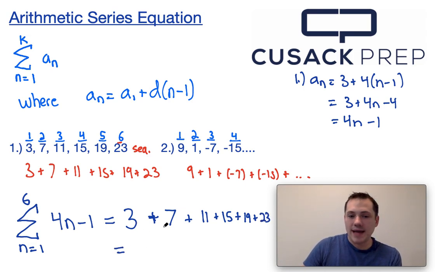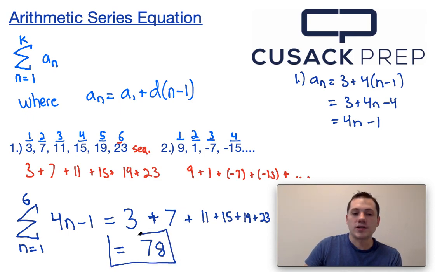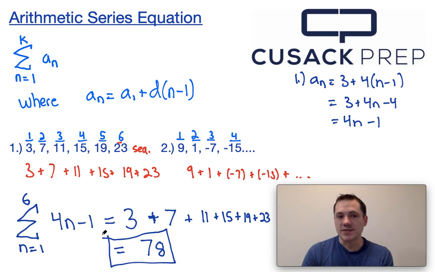And in order to add these up, 3 plus 7 is 10, 21, 36, 55, 78. So the sum of that series would be 78. I'm just going to double check the math. 10, 21, 36, 55, 78. And that's how we can see what our summation formula is for a series.